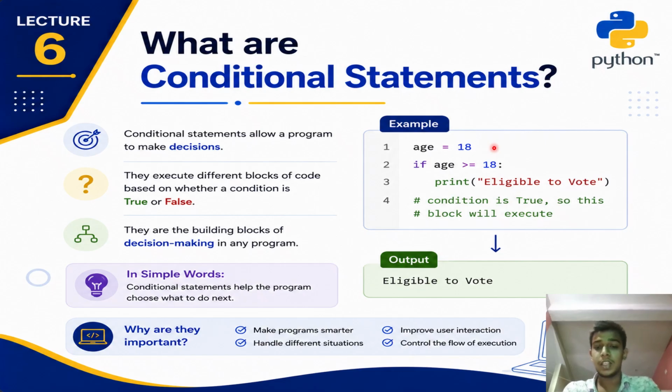Since the value of age is 18, the condition becomes 18 is greater than or equal to 18, which is true. Because the condition is true, Python executes the indented line below. Python will print this line and the output will be eligible to vote. Now imagine the value is different. Imagine the value here is 15, not 18. Then the condition becomes false. Since the condition is false, the print statement would not execute and nothing would be displayed. This is how conditional statements make decisions.